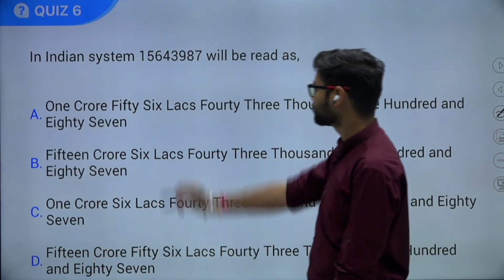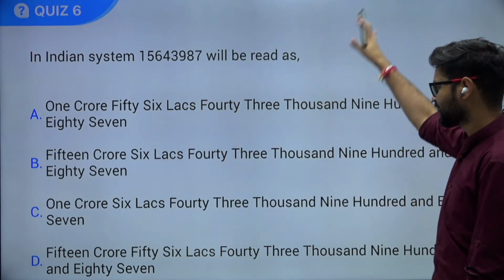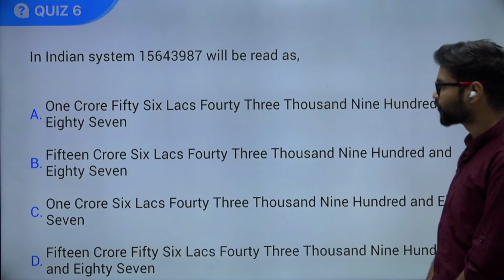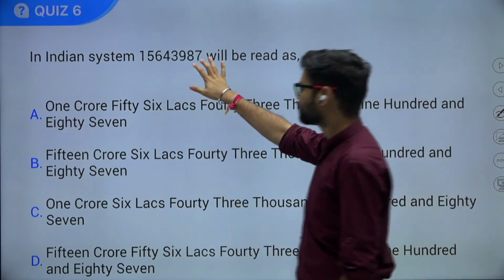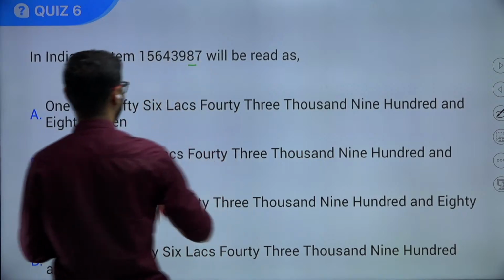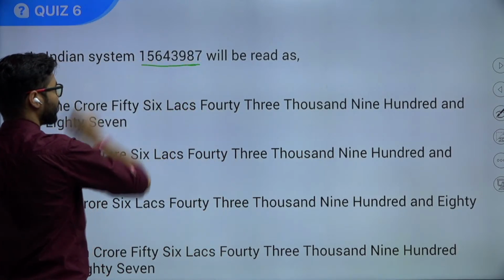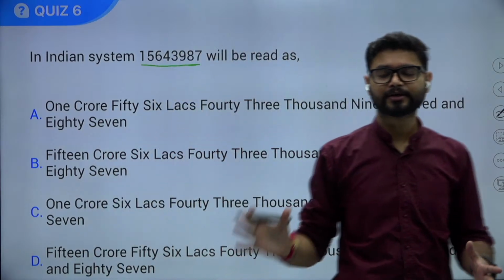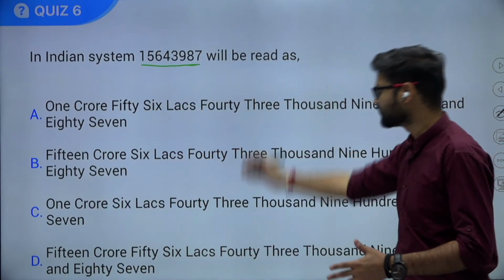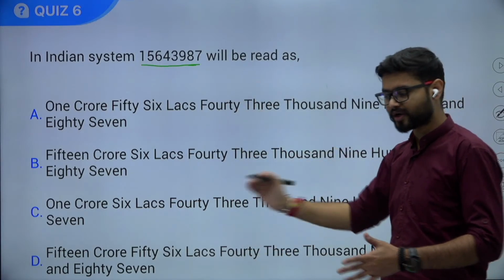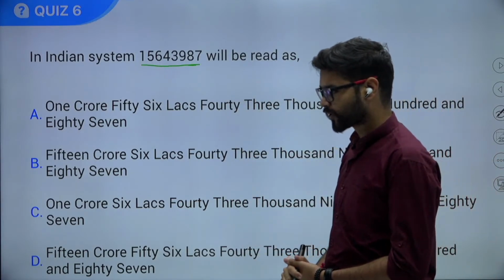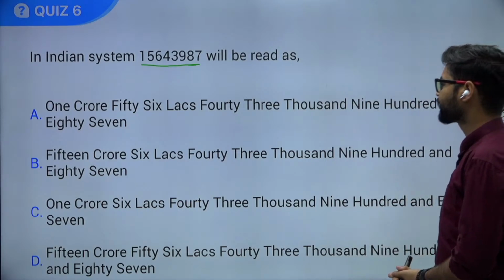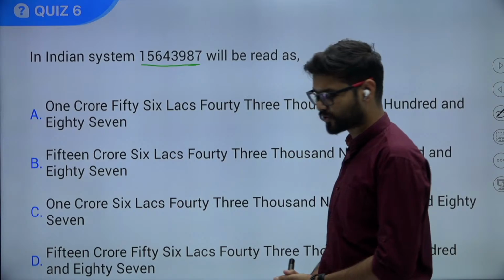In the Indian system, this will be read as, and here we have the four options. You remember the process? First you have to represent this number by putting the commas at the right place, and after that, you will write it in words. Quickly do that. In the Indian system, this will be read as what? A, B, C, or D.